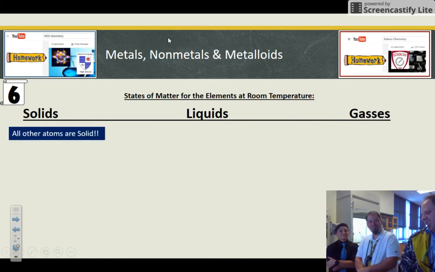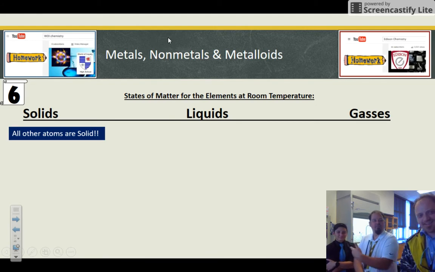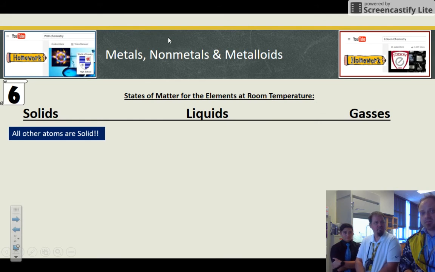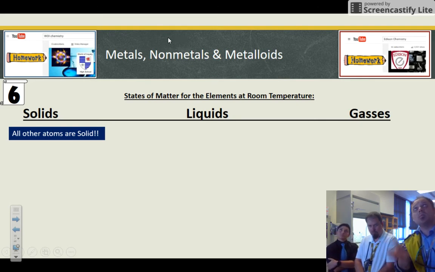He's mad smart. Solids, everybody else. So most of the periodic table is solids, and most of it is metal. Believe it or not, most of them are metals. So memorize the 2 liquids, mercury and bromine. Memorize the 11 gases: the noble gases plus chlorine, fluorine, oxygen, nitrogen, and hydrogen.